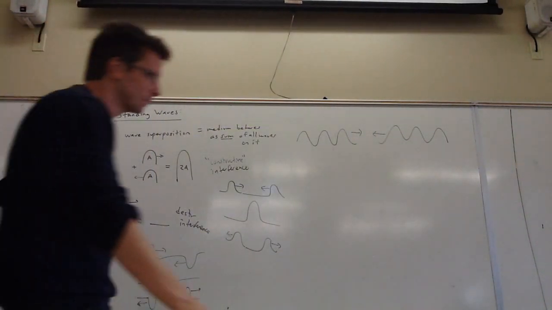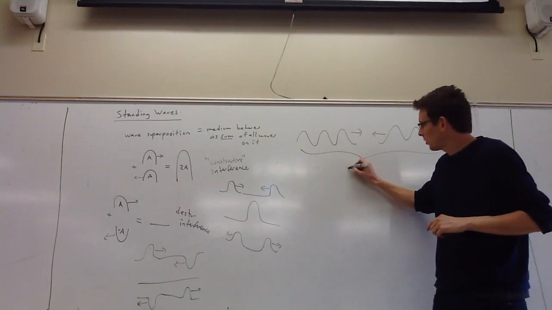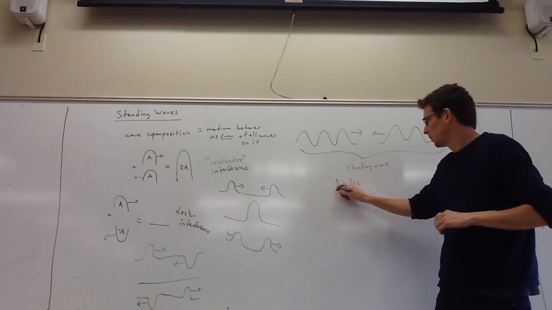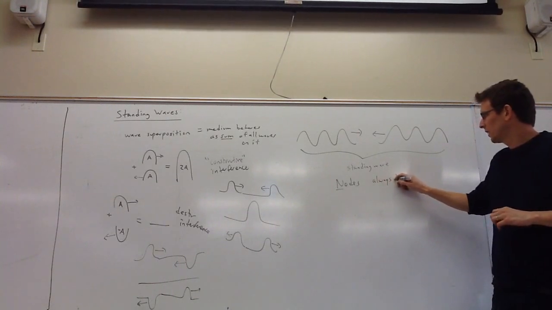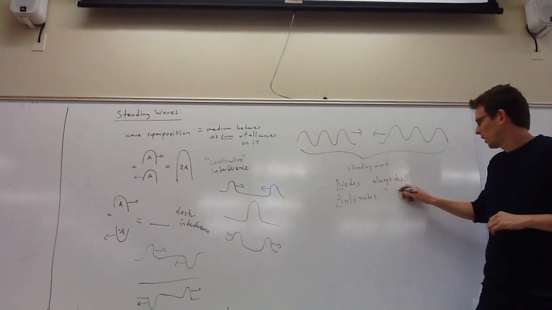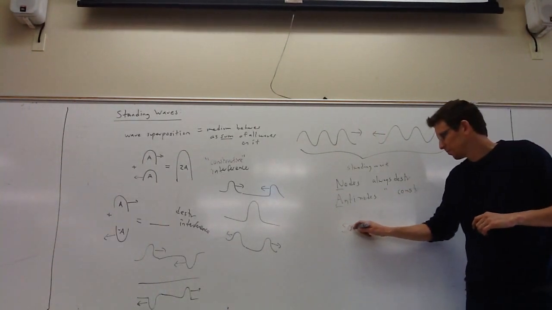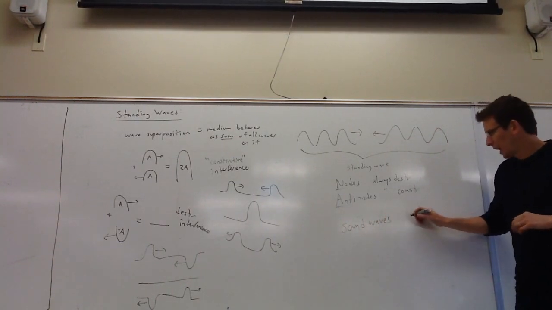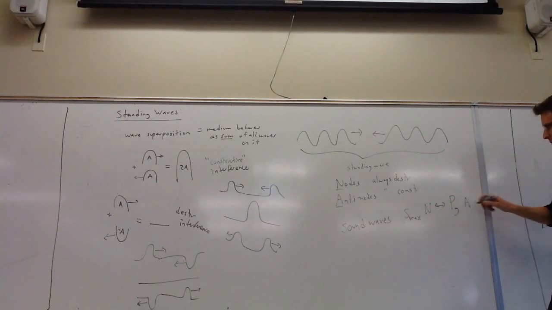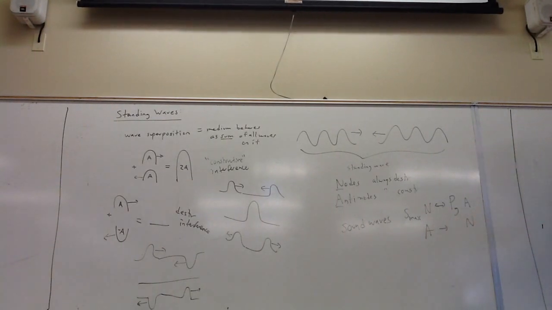I guess I should catch myself up here. When you have two waves that interfere, you get what's called a standing wave. You have these points called nodes, where it's always destructive. They never move. You get these points called antinodes, where it's always constructive. And for sound waves, when you have a displacement node, that's a pressure antinode. And when you have a displacement antinode, it's a pressure node. Okay?